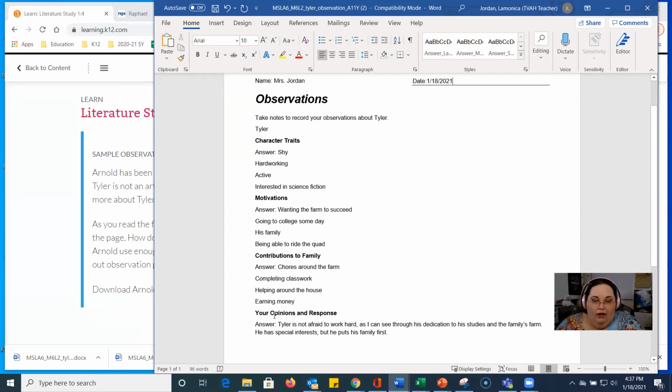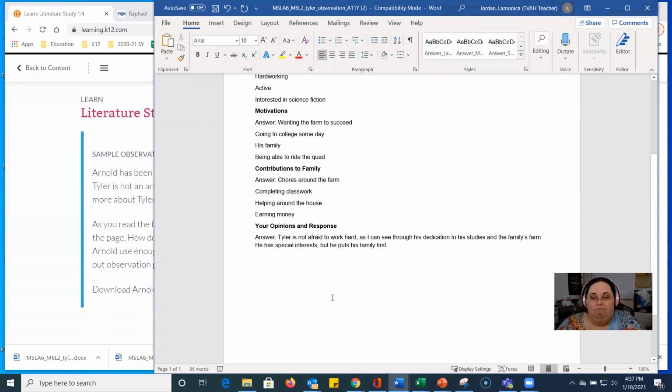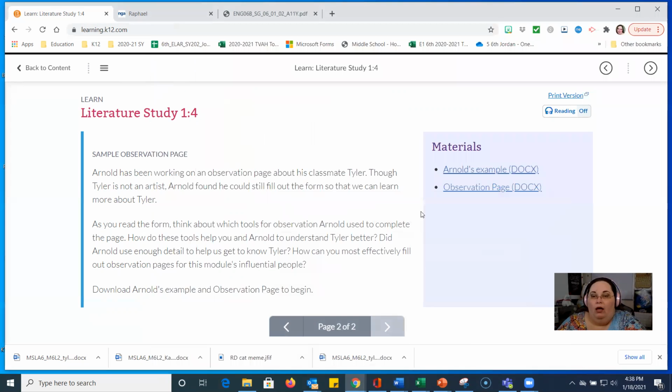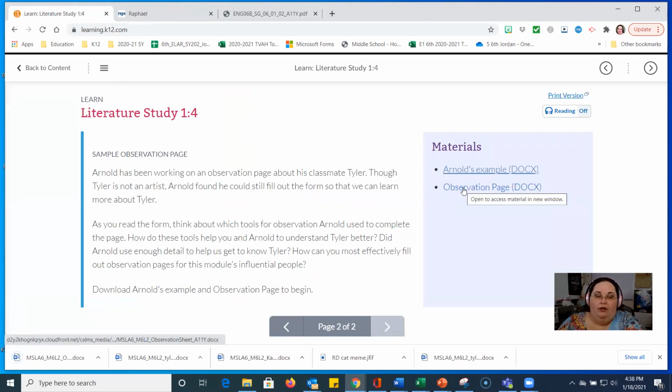What's your opinion and responses? Tyler's not afraid to work hard, as I can see through his dedication to his studies and the family's farm. He has special interests, but he puts his family first. Okay, and that's all it says there. So that gives you a model of how you're going to do your observation page, which is what you're going to download next.